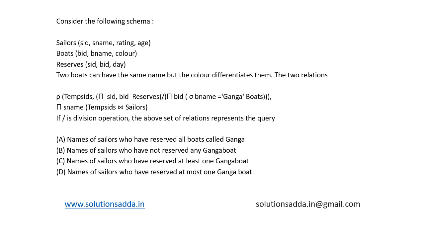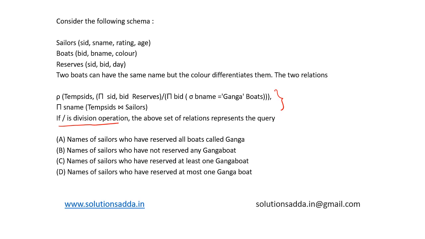This is a question from databases. We are given a schema having the tables sailors, boats, and reserves. Two boats can have the same name, but the color differentiates them. The two relations are performed with the following operation. If slash is the division operation, the above set of relations represents the query. Slash means division operation. This is the important point.